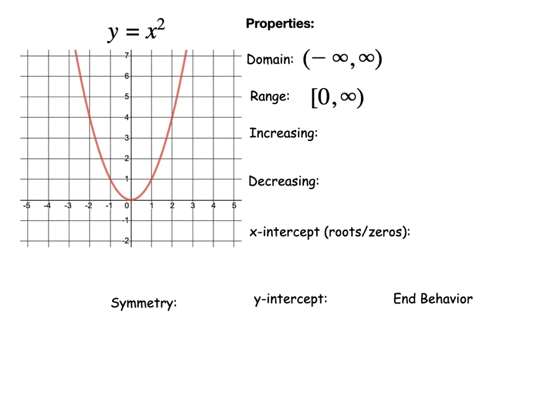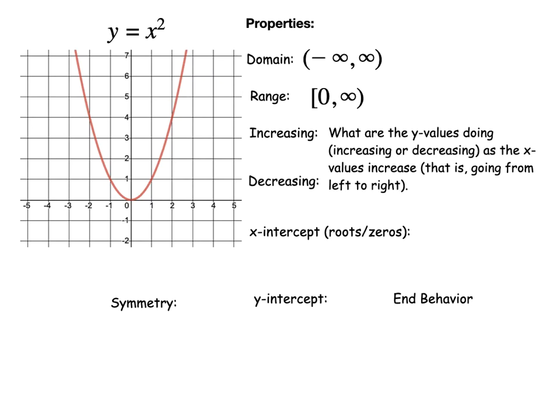Okay, increasing, and let me talk about increasing and decreasing at the same time. Basically, what I'm saying is, what are the y values doing? Are they increasing or are they decreasing as the x values increase, that is, going from left to right? When we read a graph, we always read the graph from left to right. So we're starting off at negative infinity and working our way up all the way to positive infinity.